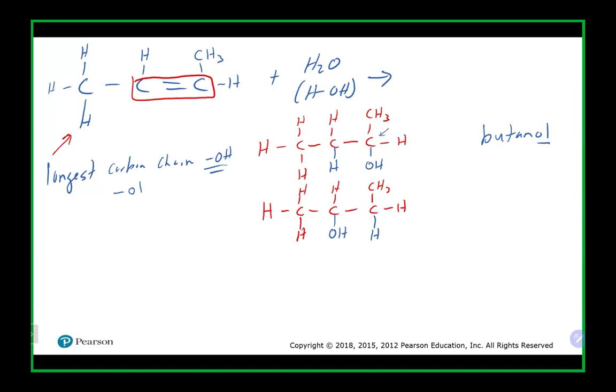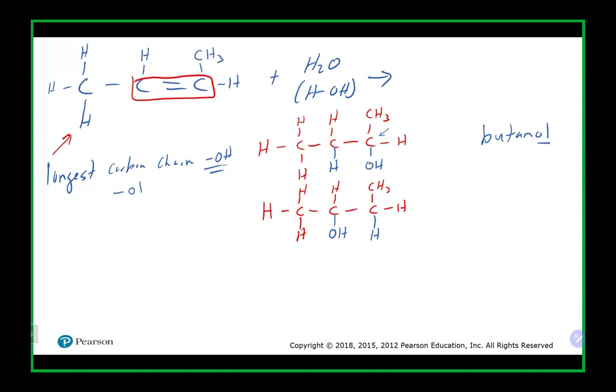Now, naming alcohols is very similar to what you do with double bonds or triple bonds, which is we give the location of the double bond or the triple bond if there is more than one possible place where it could end up.